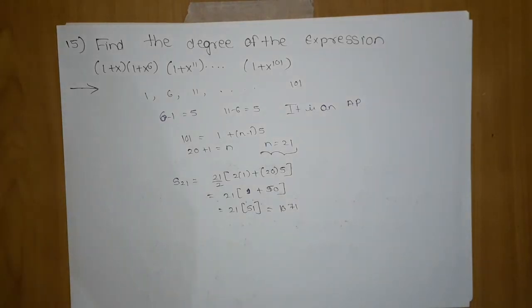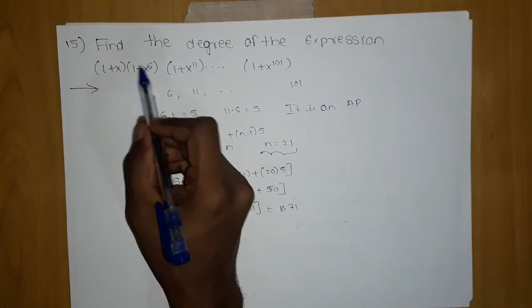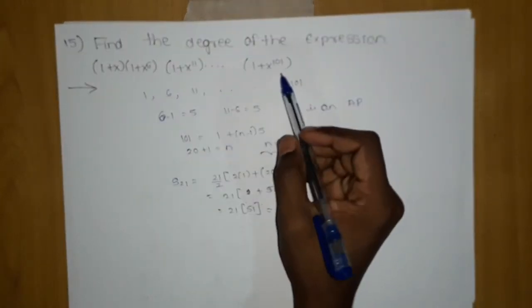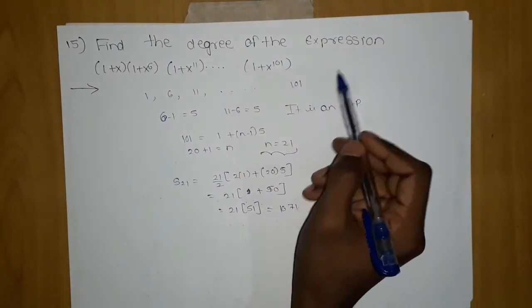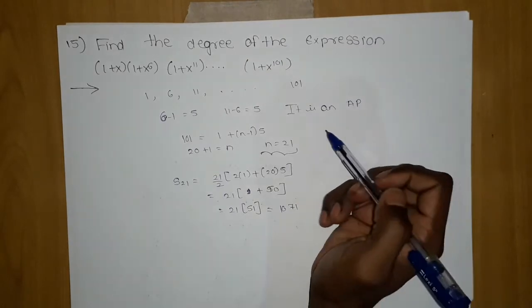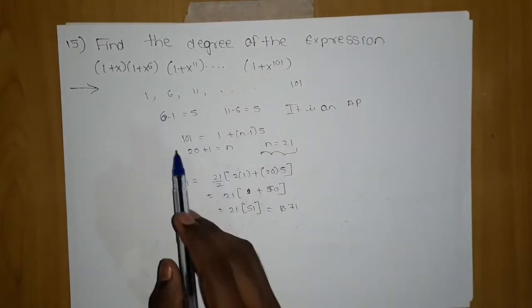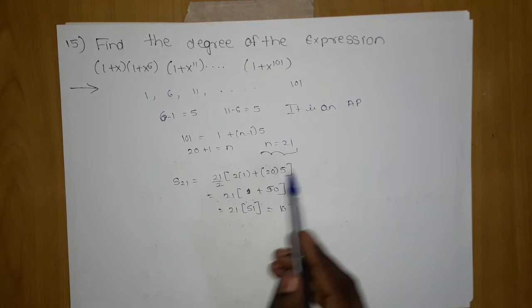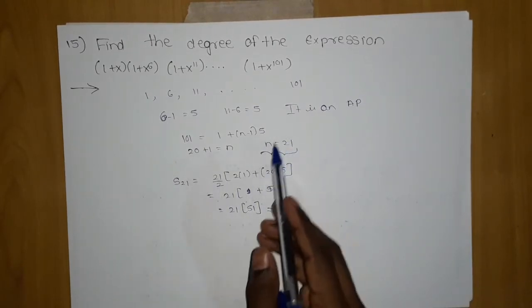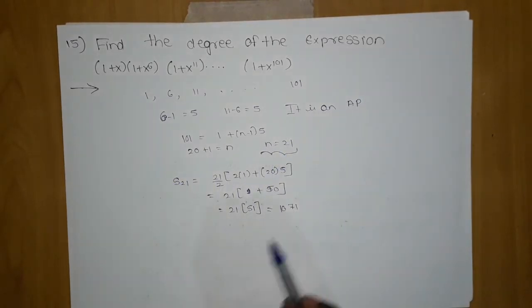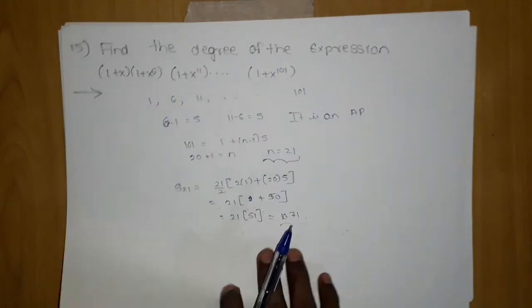The main thing was identifying that these degrees, when multiplied, will add and give me a sequence. The sequence will be like this. Then verifying whether it is an AP or not. After verifying it is an AP, I know the last term, so I can find the number of terms. Then I know that n is equal to 21, and the maximum degree which I will have is 1071. So we are done with this question. Now let's move on to the next question.